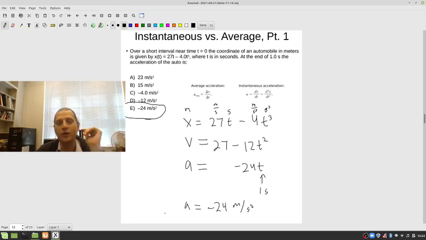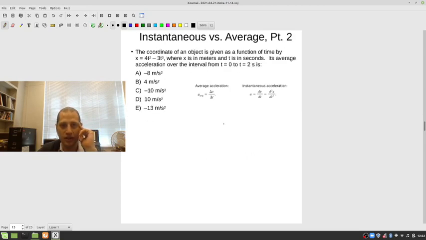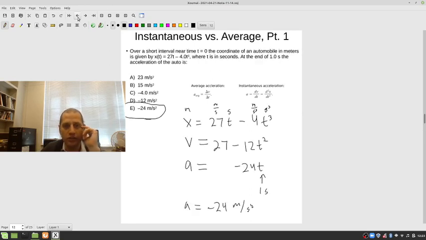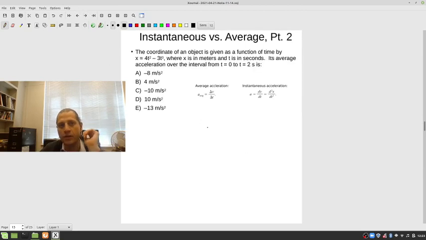And so we've done a lot of work, or I should say effort, since we're in physics class. We've put a lot of effort into understanding that particular case. Now let's take a look at another case. So that one was having us look at the instantaneous acceleration. What would we do if we wanted to find the average acceleration? Well, in this problem we have x equals 4t squared minus 3t cubed. X is in meters, t is in seconds. Its average acceleration over the interval from t equals 0 to t equals 2 seconds is.